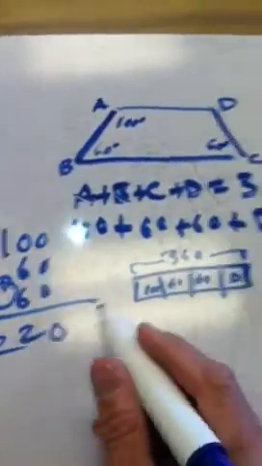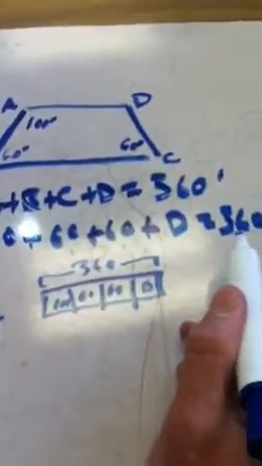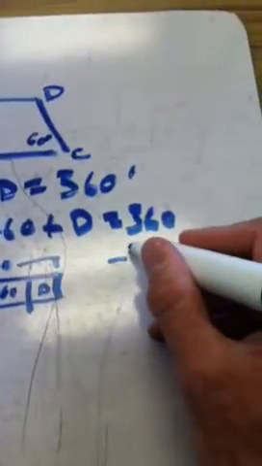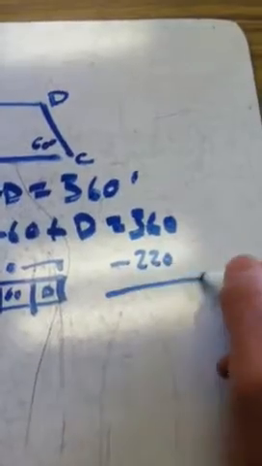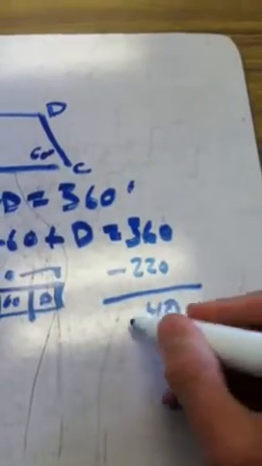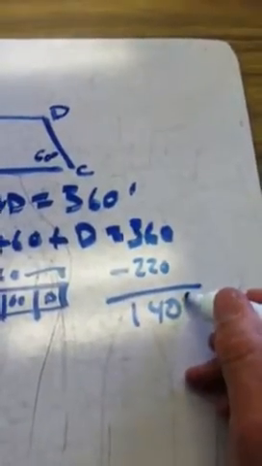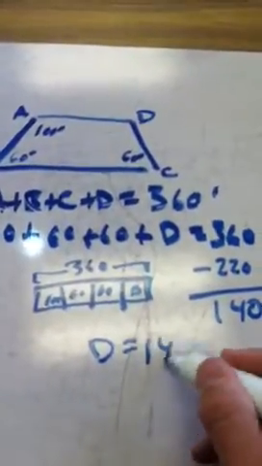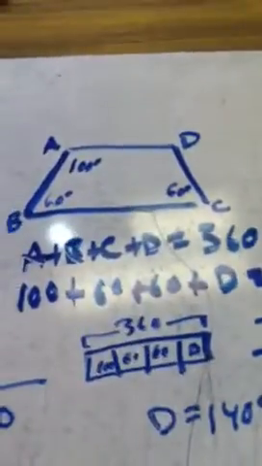Now I'm going to take the 220 and subtract. So I've got 220 plus D equals 360. So I'm going to subtract. I'm just going to work it right over here. I'm going to subtract the 220 from 360. And I get 140. And I'm going to call it degrees. So D equals 140 degrees, and that is how you find the degrees of an unknown angle in a quadrilateral.